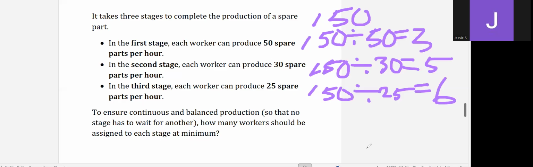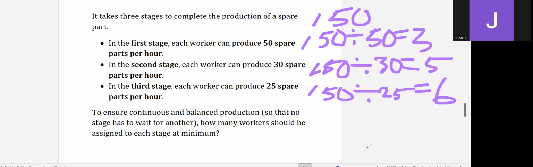Those are the minimum number of workers that we need to make sure that the production is continuous and balanced so that no one is waiting for the other. Again, can we do 3 times 2, 5 times 2, 6 times 2? Yes. We can also arrange 6 workers in stage 1, 10 workers for stage 2, and 12 workers for stage 3. If we do that, we can still have a continuous and balanced production.